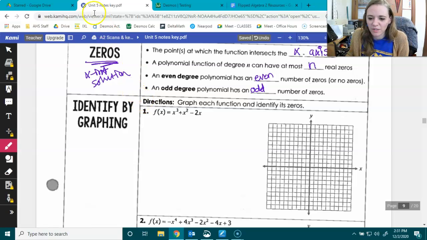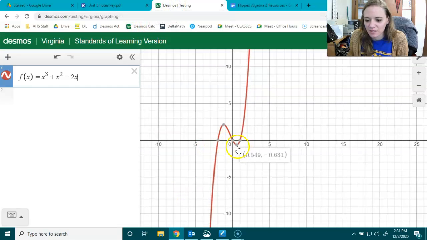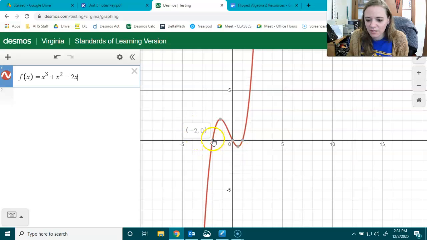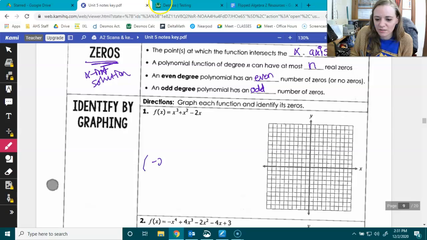So, example number 1, I've already put into Desmos: graph each function and identify its zeros, so where it crosses the x-axis, like I was kind of saying in the last video. So click right here, where it crosses the x-axis. One of them is at -2, so really when you're doing x-intercepts or solutions, you only have to say what the number is in the x position. So -2 would be our lowest one. And usually you see these put in fancy brackets.